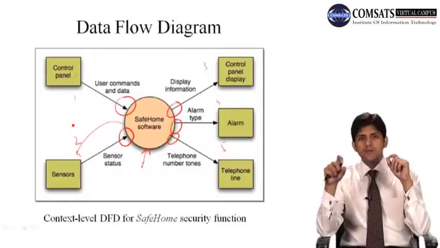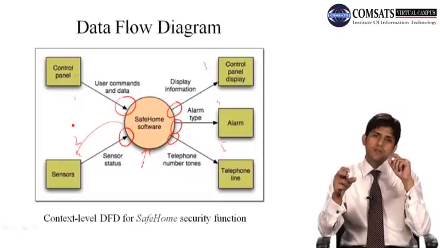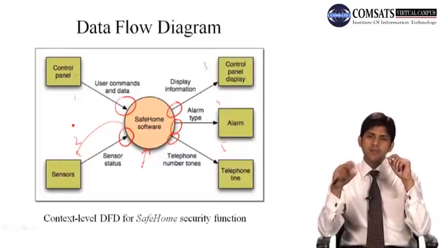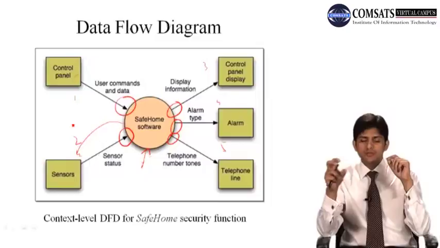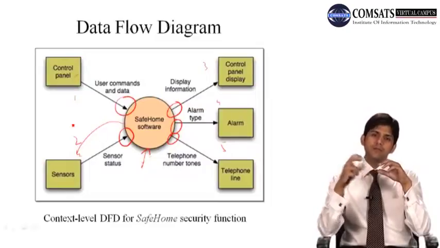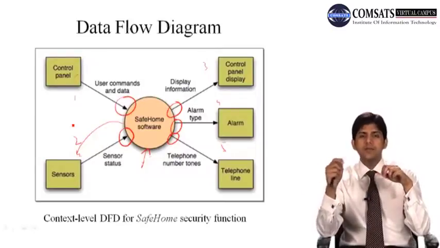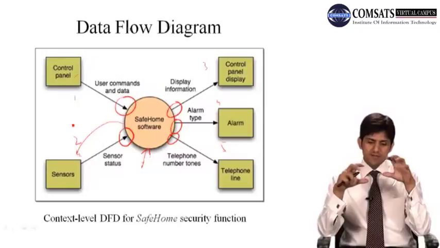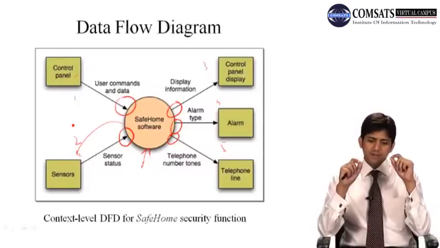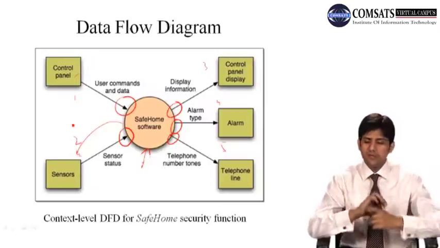One was going to the alarm, which was the alarm type. If it's fire, there should be a different alarm, and if some intruder has come into your house, then the alarm sound should be different, and the telephones should be different. For example, in case of fire, you would want to call the fire brigade, whereas if somebody breaks into your house, then you would want to call the police. So basically, we can see that there are two inflows of data and three outflows of data, and they were going to different entities.